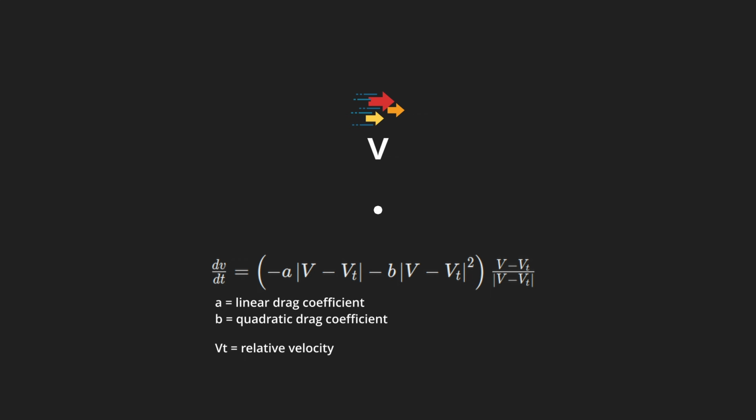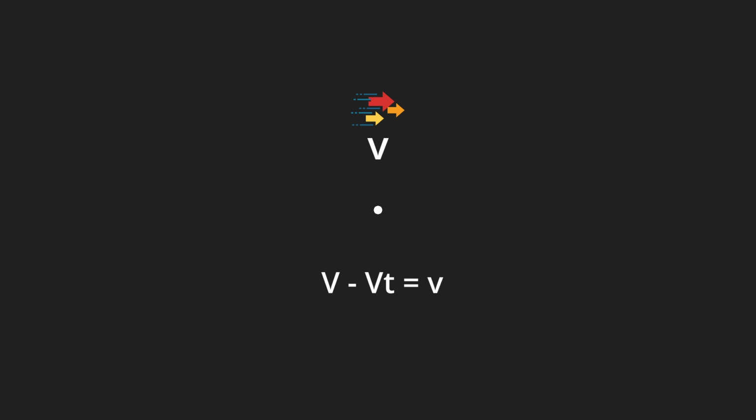To get the acceleration of the particle, we need to subtract the relative velocity of the medium in which the particle is moving from the actual velocity of the particle. That's why v - vt. To simplify the equation, if we say v - vt equals v, then we get this equation, dv/dt = -a|v| - b|v|² × v/|v|. Now to simplify this whole calculation even further, we can just work with the magnitudes only. So that means the speed instead of a velocity.